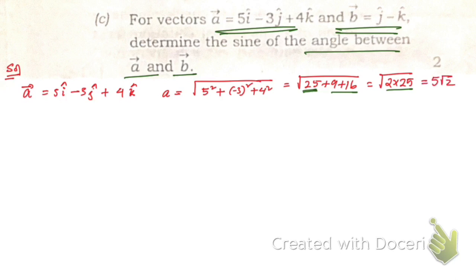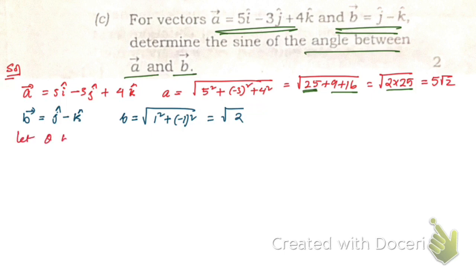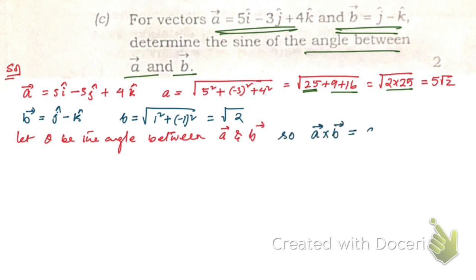So that's why 5 root 2 you will get, and this is vector B, and if you find its magnitude you will get root 2, right? So we have got the magnitudes, and now here you see, suppose theta is the angle between these two vectors A and B, so A cross B will be given by A B sine theta, right?